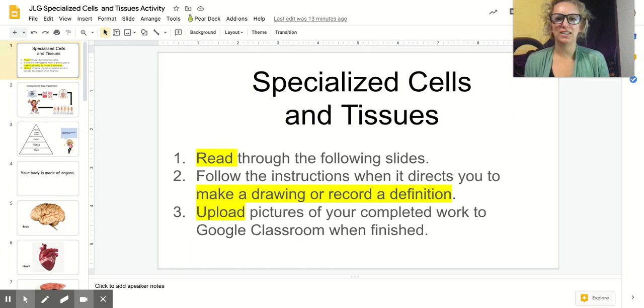It's called Specialized Cells and Tissues, and it's all about how organisms are organized all the way from the smallest units of cells up to organisms.